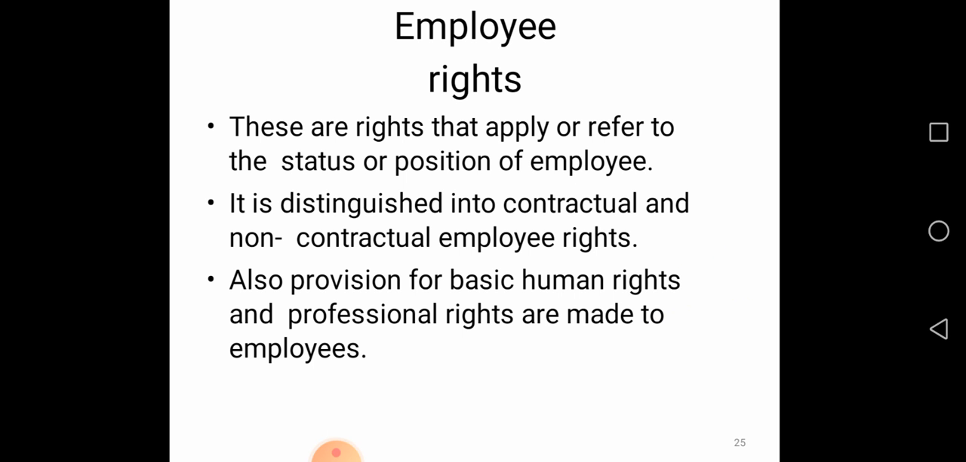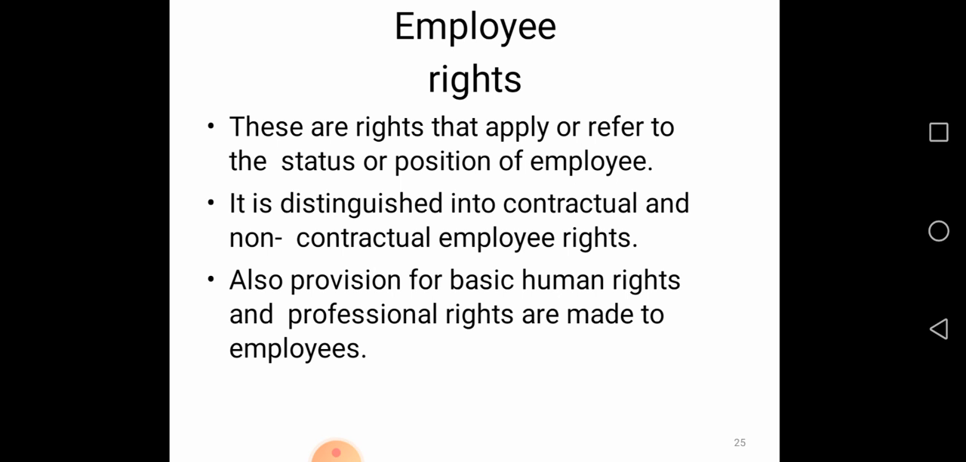Suppose I'm a teacher and I'm working in a school. I have the right to get the salary from the organization or the school, and I should have all the benefits put forward by the school or the institution. I should get increments, etc. So these rights are termed as contractual employee rights, which come under employee rights. Contractual employee rights means rights under a contract. So the example which I cited is an example for contractual rights.